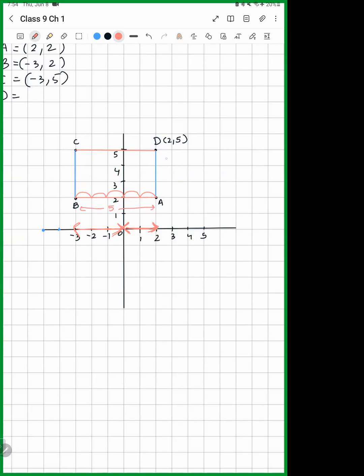And the breadth is how much? You can count it very easily. What is 5 minus 2? 3. So it is 3 units. Or if you're finding it confusing to count, you can always just look at these grids and count. 1, 2, 3. All right, so length into breadth is 5 into 3, which is 15 square units. Area is 15 square units.